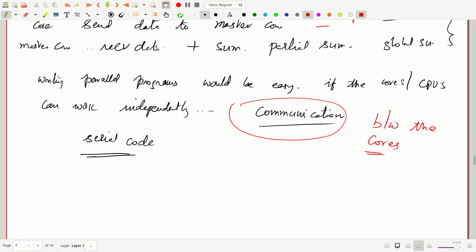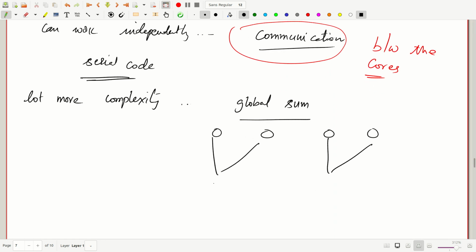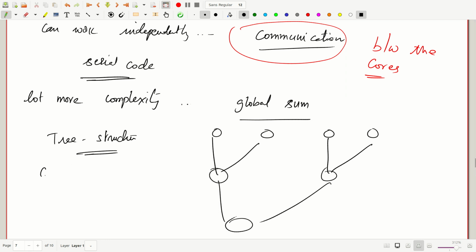Okay, as a result, this will lead to a lot more complexity. For example, if you look at yesterday's example of global sum calculation, we had an alternative way, right? An alternative way where each of the cores need not send it to the master core, rather they would send it to another core, and then we had a log p to the base 2 kind of approach, where we have a tree structure in which the communication has to be sent.